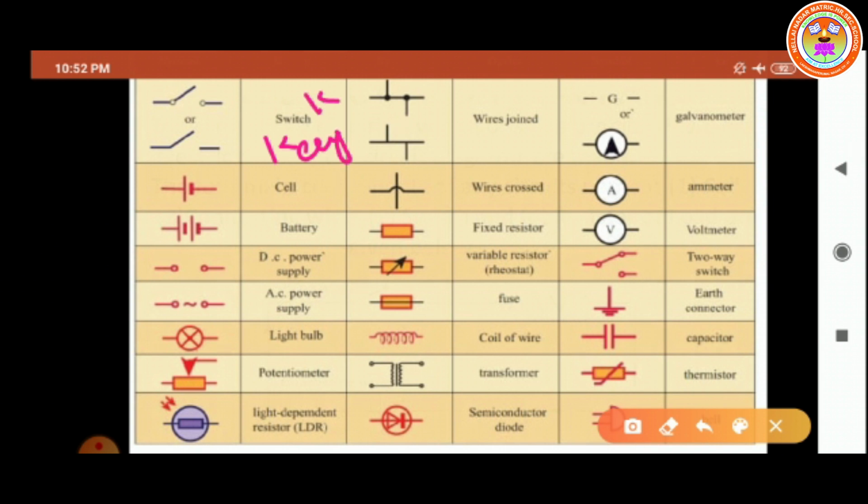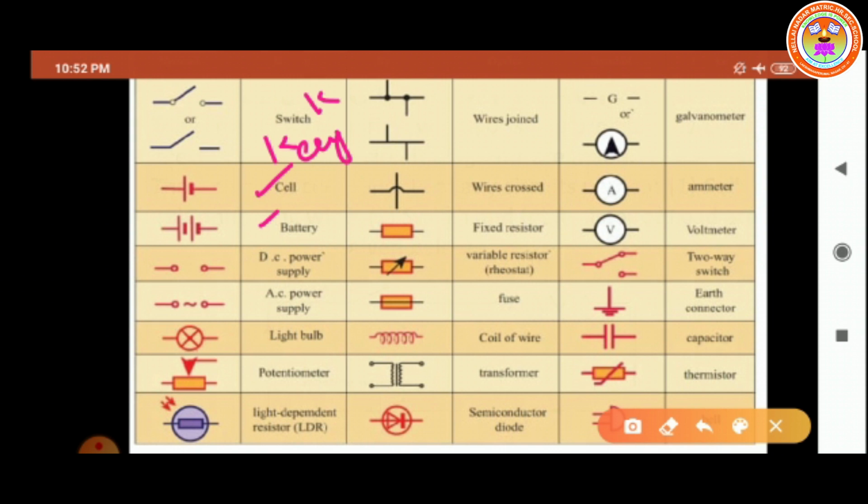After that, the cell is given. One positive terminal and one negative terminal are connected. When one or more cells are combined, this is called a battery. It's a combination of more than one cell. This is called the battery. And this is taken as a DC power supply.